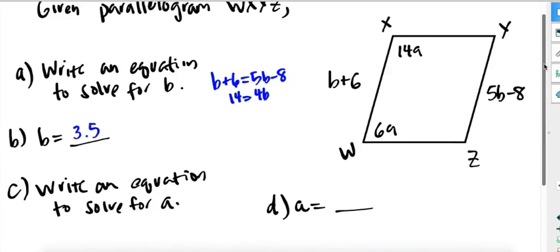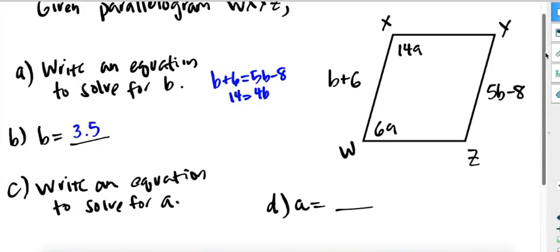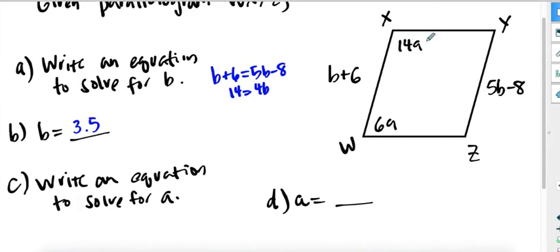All right, we have to be a little bit careful with this one. Write an equation to solve for A. Does anyone want to take a shot at that one? What equation would we use to solve for A? These are representing degrees here. Do you add them up and equal it to 360? Oh, close. Add them up and equal them to 180, because they're supplementary.